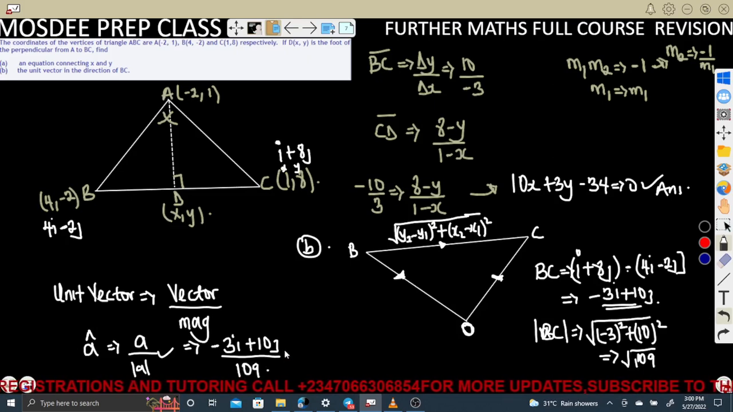So this is the unit vector answer. It's always the vector divided by the magnitude. So what I have done here, I can also do in another way.